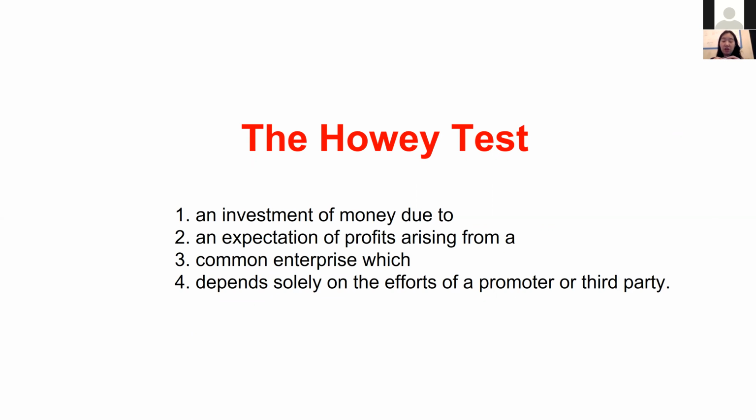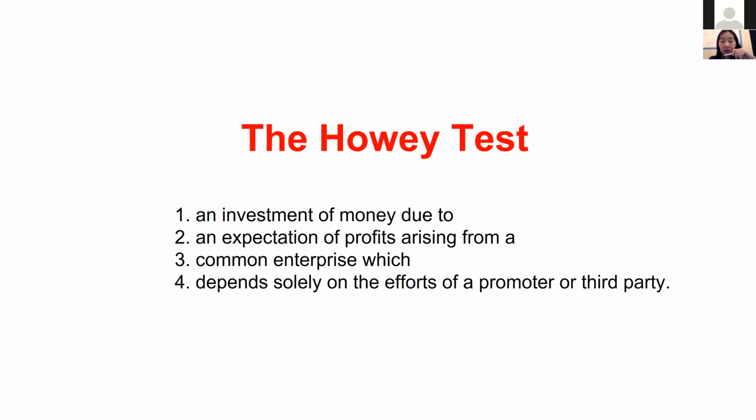So what is a security? It's a 4-factor test. The first factor is it's an investment of money. The way that this prong of the test is usually interpreted is that money has a very broad definition. It's not just US dollars or Japanese yen, right? It can be Bitcoin or cryptocurrency. It could be your services that you contribute to whatever endeavor you're taking part in.